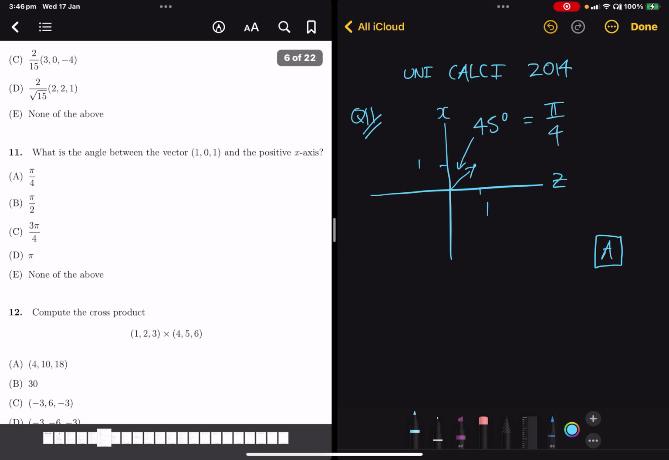You just need to think about this problem correctly. There is no y movement in the y-axis, right? The y is 0. It's only in the xz plane. So 45 degrees, pi on 4 has to be the answer.